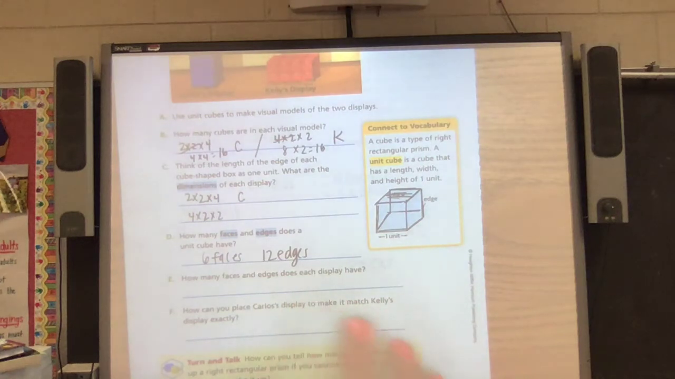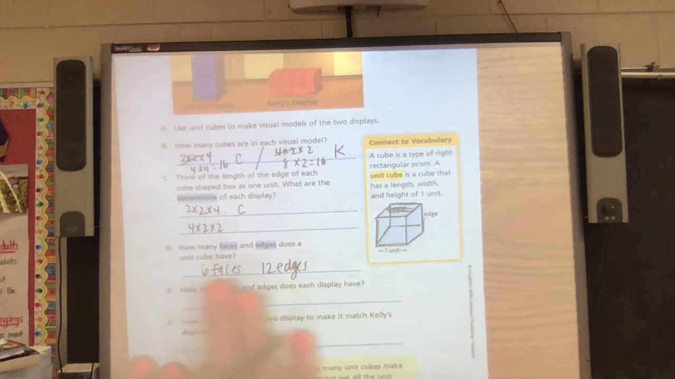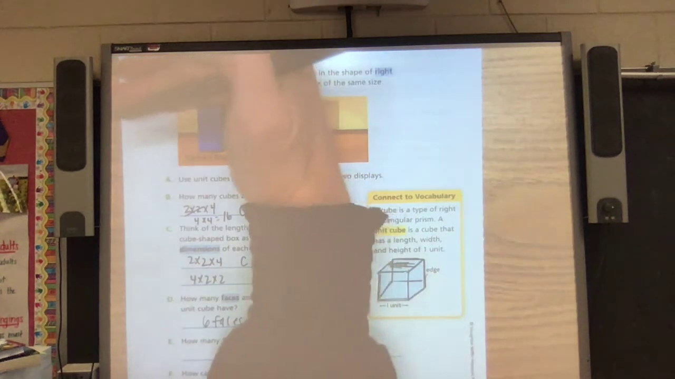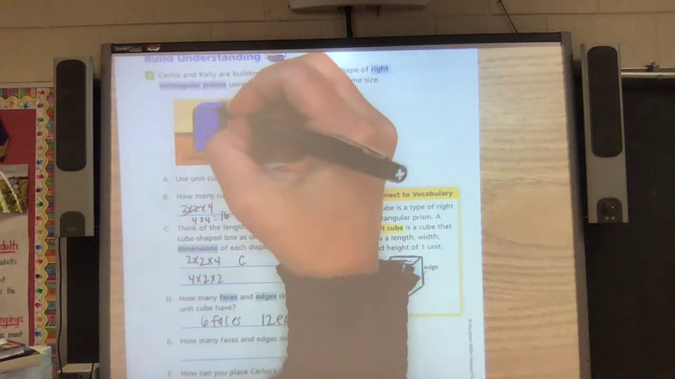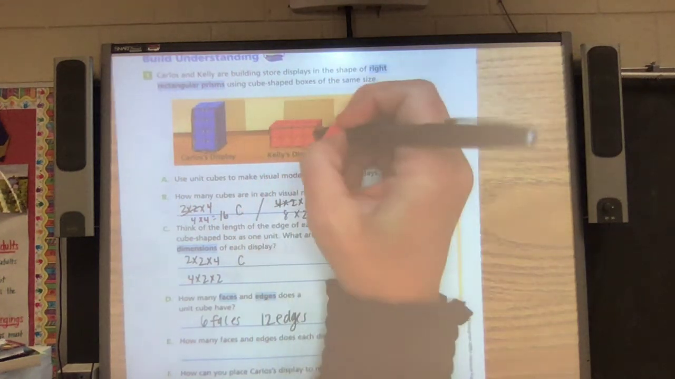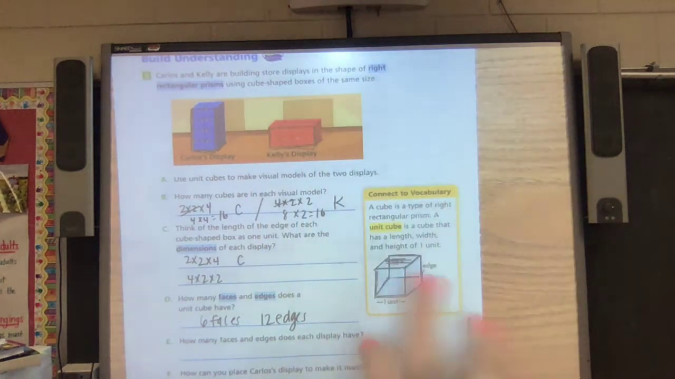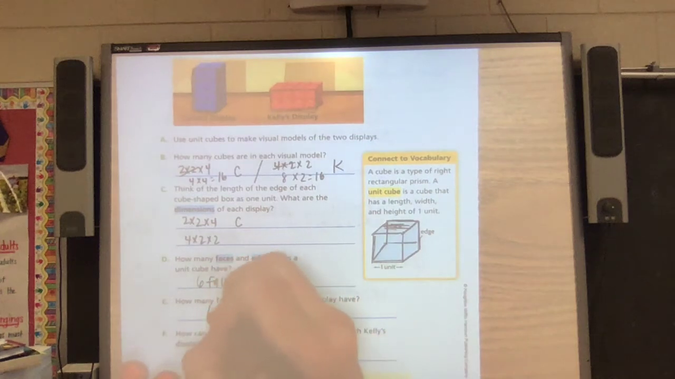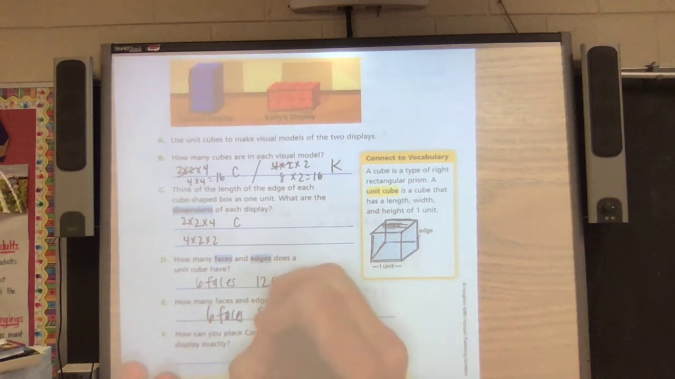How many faces and edges does each display have? So don't let that get you confused. You don't need to count each one because they're representing one side. Since these are right rectangular prisms, they're rectangles, they have the same amount as just one cube. So they have 6 faces and 12 edges.